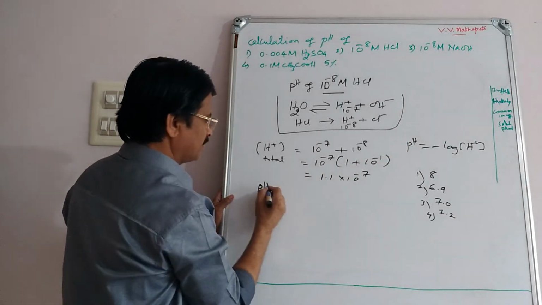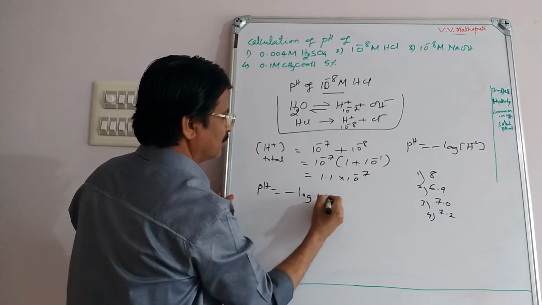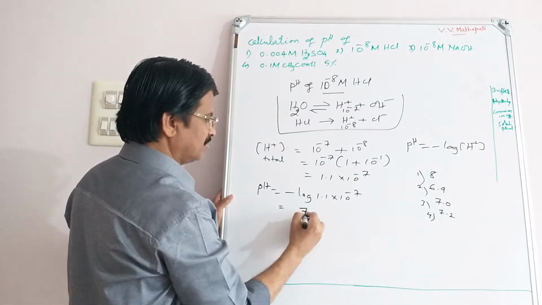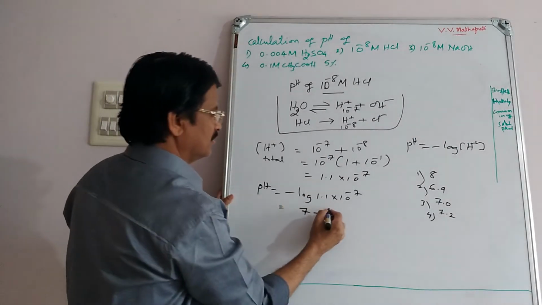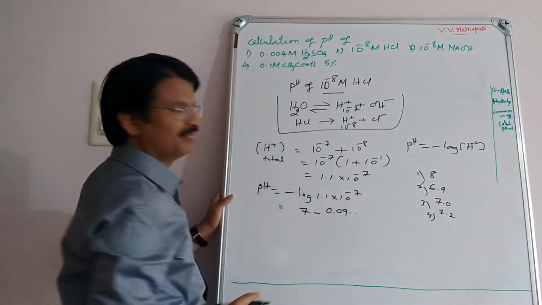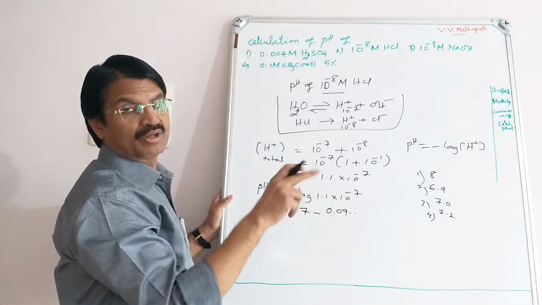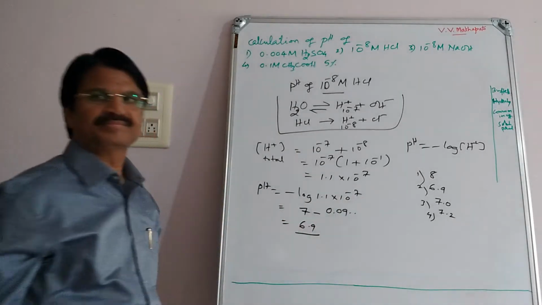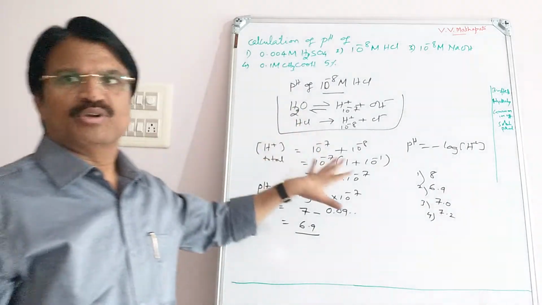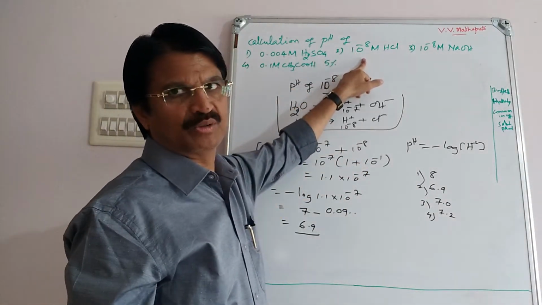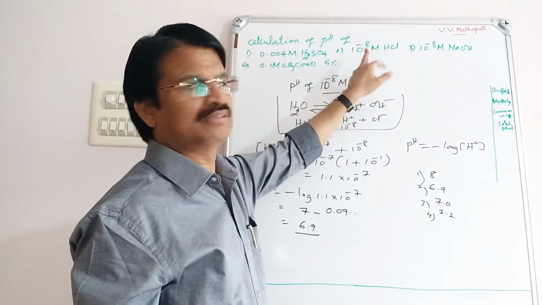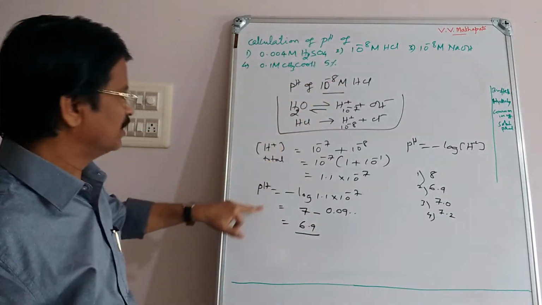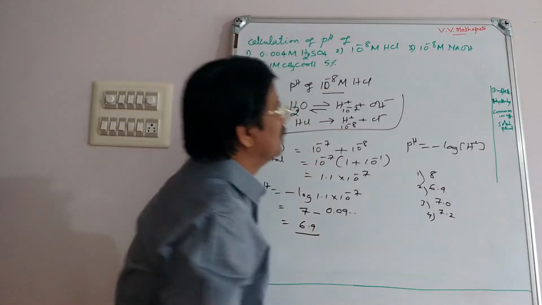pH equals negative logarithm of 1.1 into 10 to the power minus 7. Then simplify: 7 minus log 1.1, which is 0.09 something. Now we get the answer 6.9. So this method we follow for acids like HCl, HNO3, H2SO4, or strong acids whose hydrogen concentration is given, and for acids we can find pH directly by this method. Next, the same type for base.